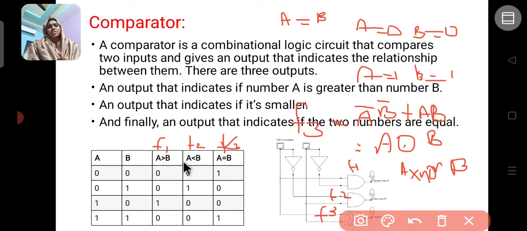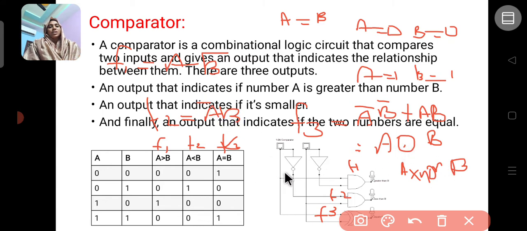Next, the truth table which shows the relation between input and output. Using this truth table also we can write, because it is a very simple topic, a simple circuit. Without using any K-map we can write the Boolean equations also. Where F1 equal to A B bar, F2 equal to A less than B, means A bar B, and F3 equal to A XNOR B.